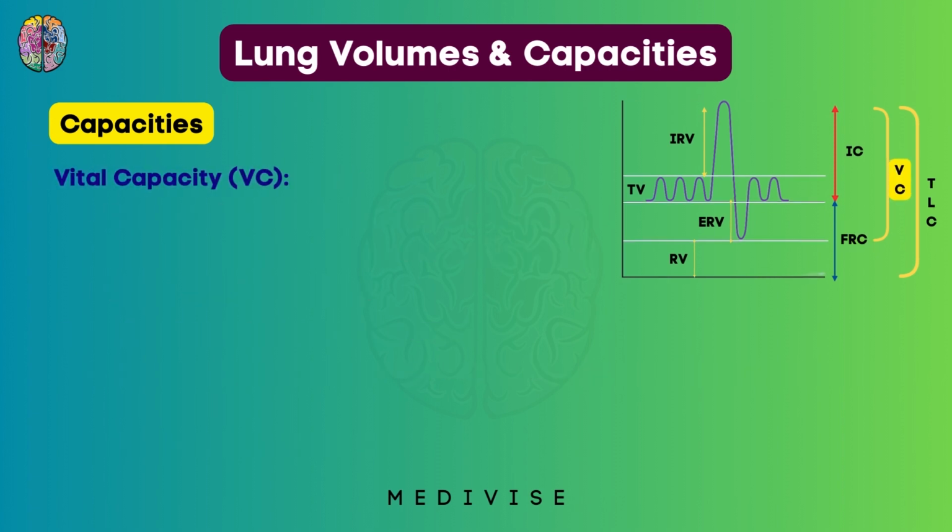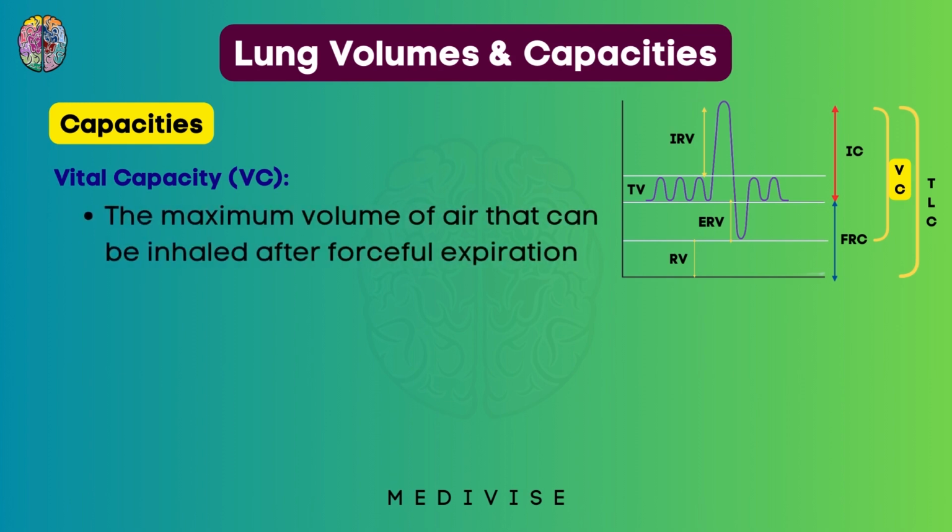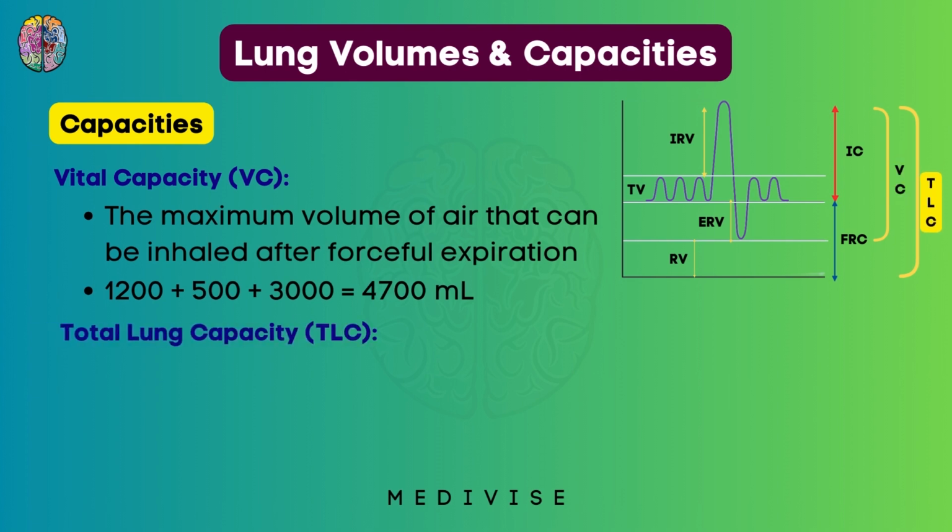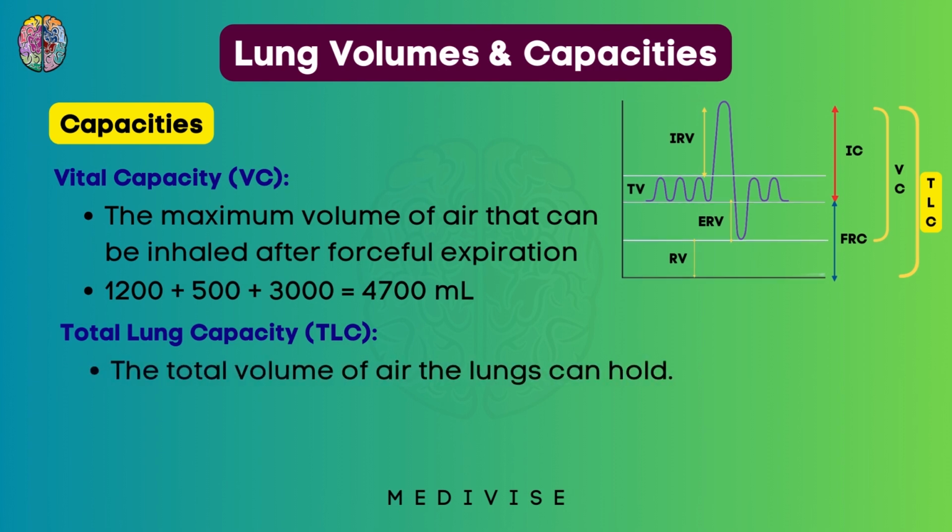Then we have the vital capacity. This is the maximum amount of air that can be exhaled after a maximal inhalation, that is, the addition of the three lung volumes IRV, TV, and ERV, which is about 4700 milliliters. Finally, we have the total lung capacity, which is the addition of all of these volumes. It tells us about the amount of air that the lungs can hold. So after adding all of these volumes, we get a value of about 6 liters.